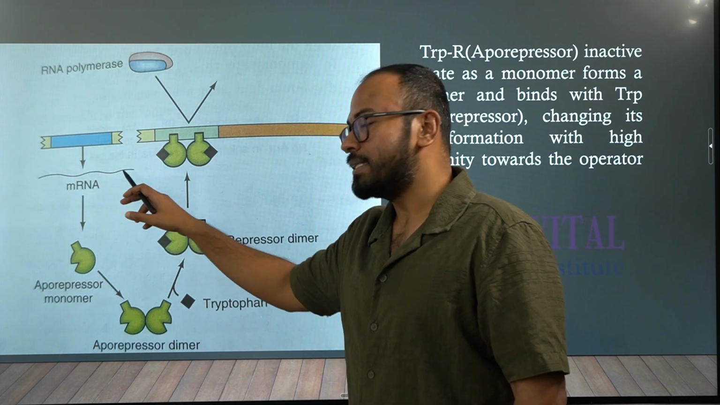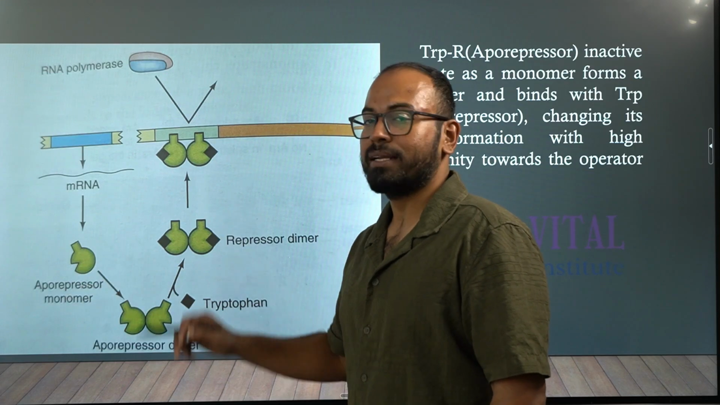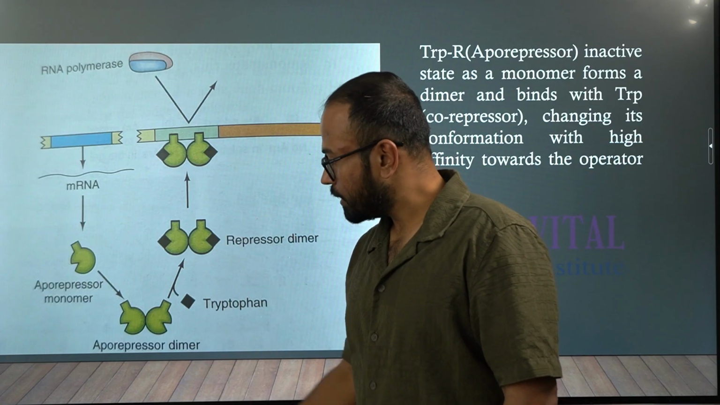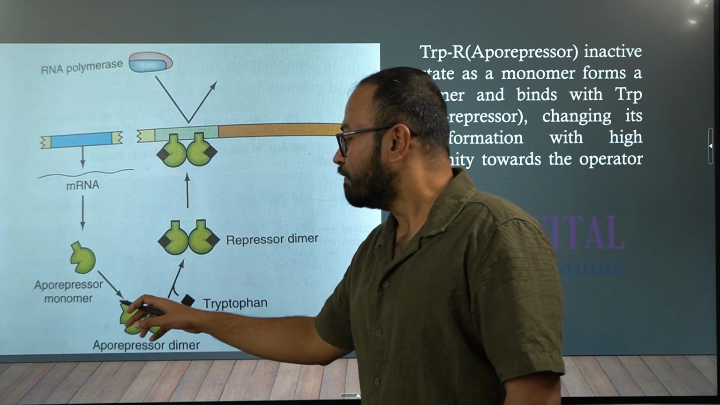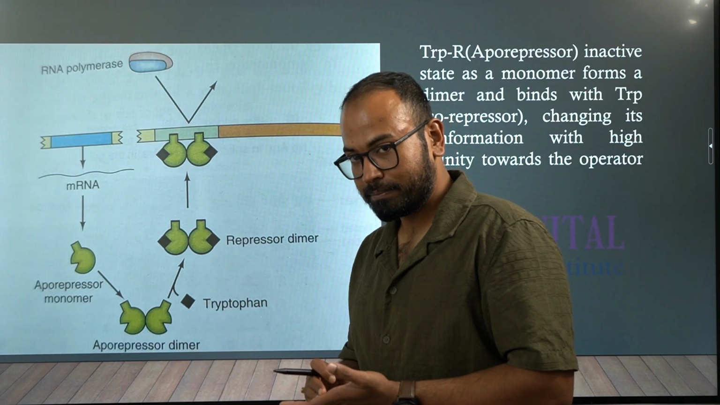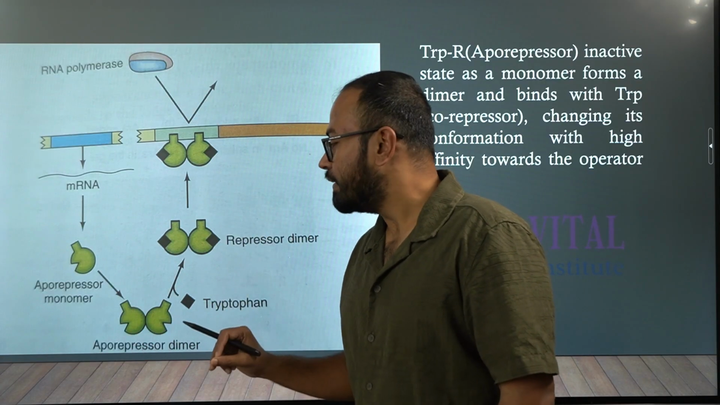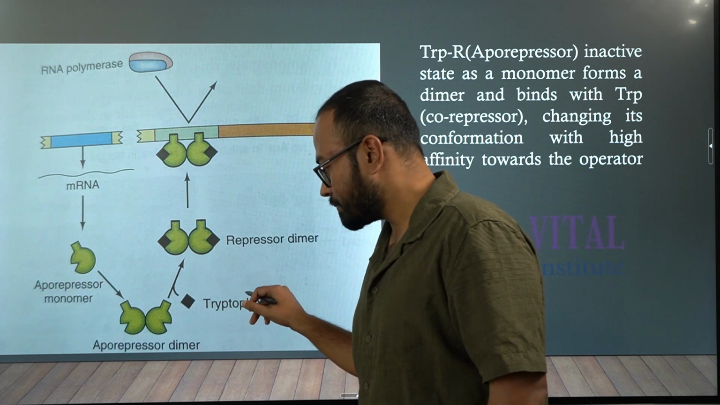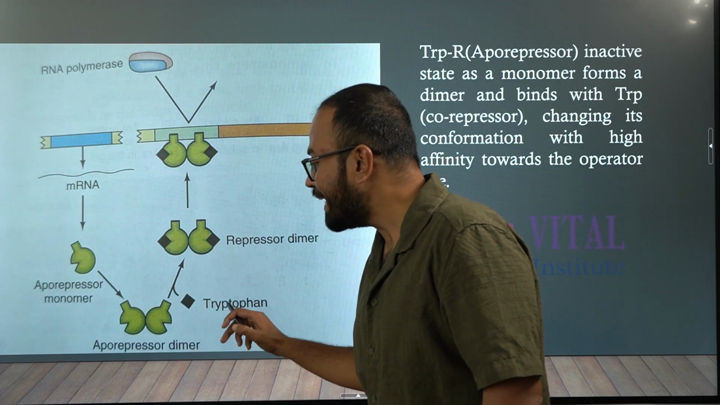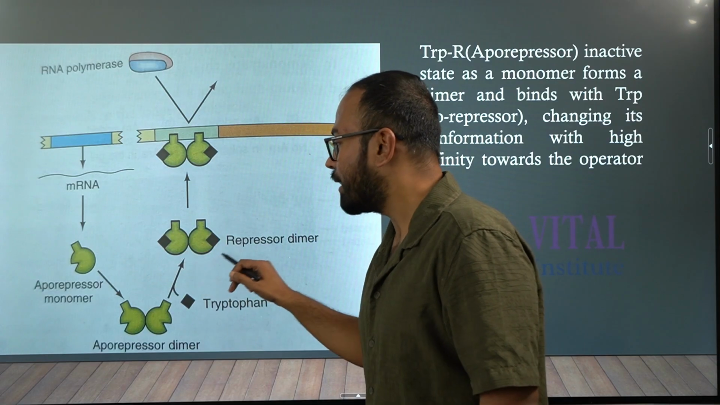The mRNA is being synthesized by means of transcription, leading to the formation of an aporepressor monomer. trpR in its monomeric state is an aporepressor. This aporepressor monomer will then form a dimer. It cannot work singly. For its activity, it will require tryptophan. Here tryptophan is acting as a co-repressor. Therefore, when tryptophan binds with the aporepressor, it forms a complex, the repressor dimer.